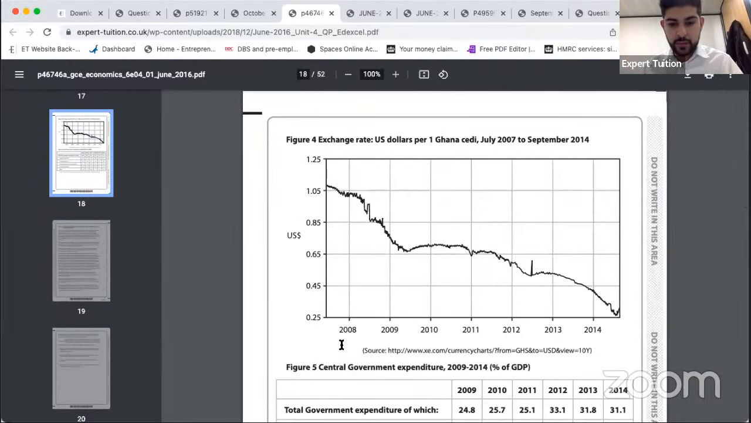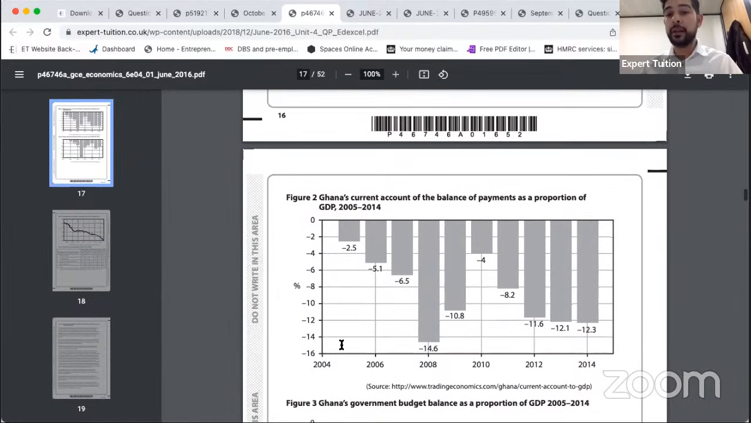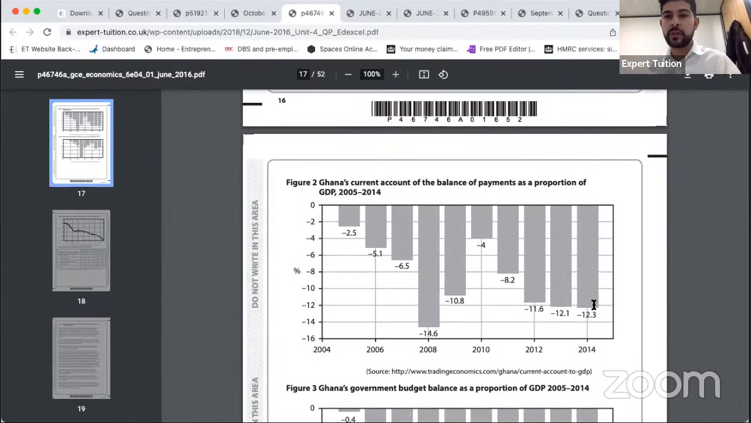And here's some data for you, which according to figure 3 is approximately, figure 2, my bad. Figure 2 is approximately 12.3% of their GDP as of 2014. That's analysis 1. This is one of those questions where I think it makes a lot more logical sense. So now leave a line and do the second analysis before the evaluations.